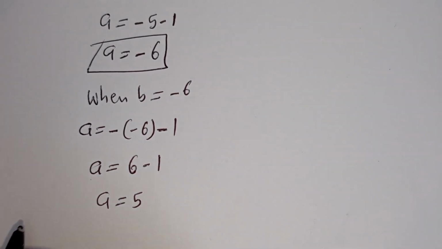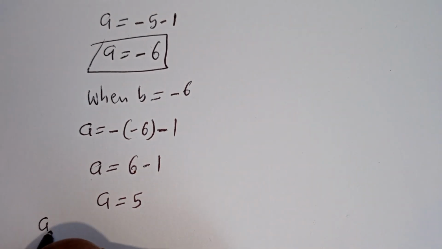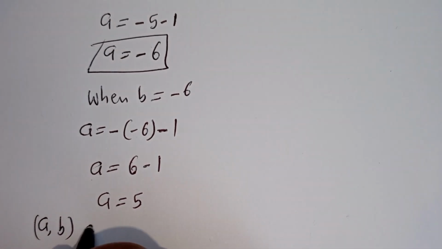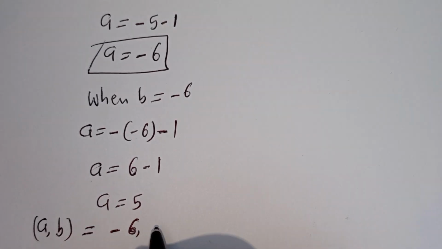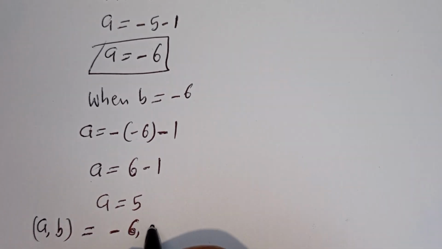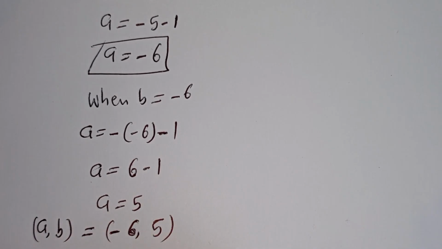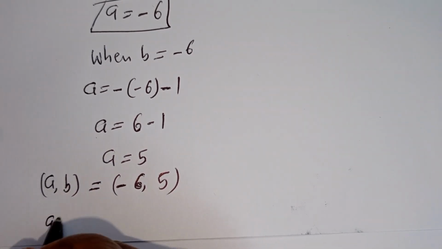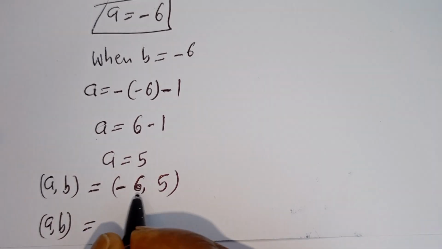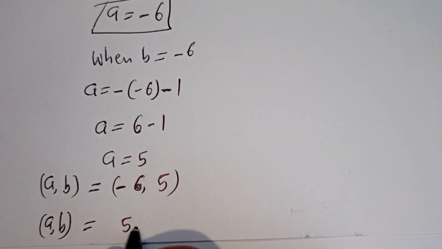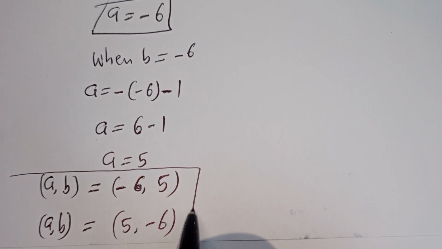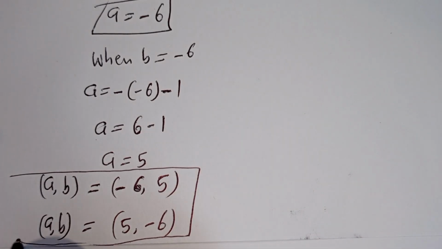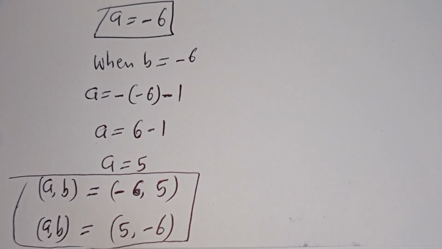Therefore, our final answers are from the second case. a comma b is equal to minus 6 comma 5, and a comma b is equal to 5 comma minus 6. So these are the values of a and b from the second case. We can check to confirm if this answer is right or wrong. Let's check.